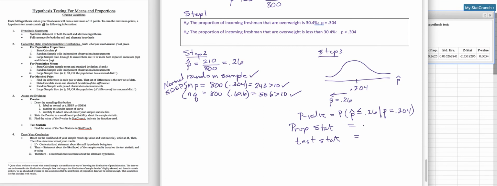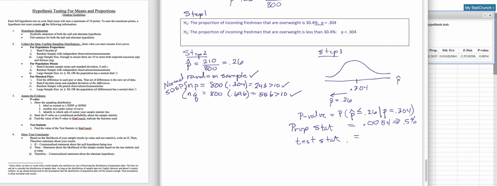So our p-value is 0.0054. So under the condition that the center of this distribution really is 0.304, getting a result like 26% or smaller only happens about half of 1% of the time. So that seems like it's an extremely unlikely event.